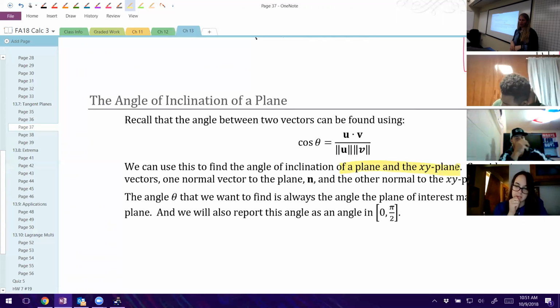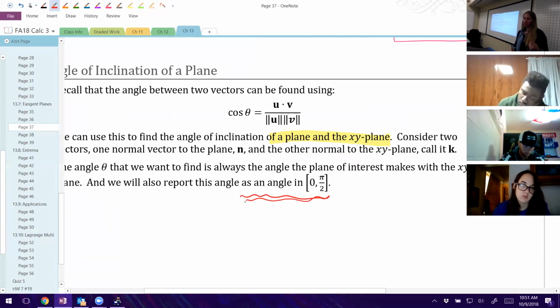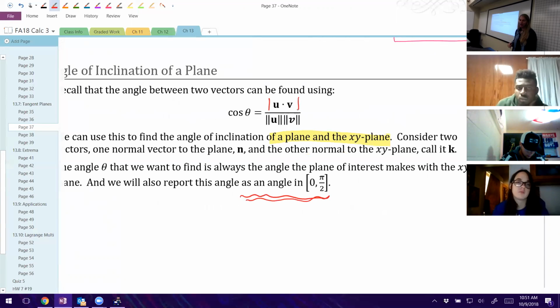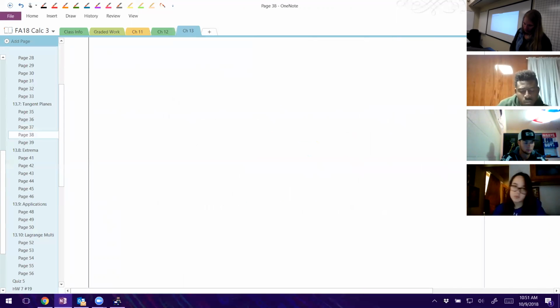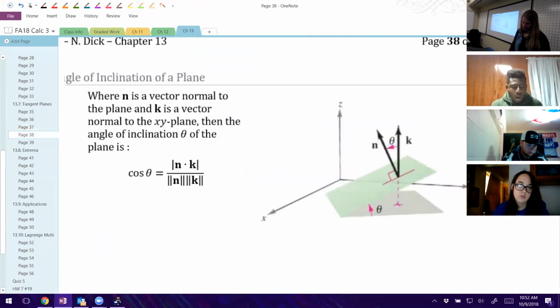There's a picture on the next page that talks about this a little nicer. Note here, though, that we are always going to report this as an angle from 0 to pi over 2. And the way we're going to change our formula to make sure that happens is just stick absolute values up on the top here. That way we know we're talking about it within that range. We're going to kick out the negative values. But on the next page, here's a picture. Hopefully it makes more sense there.